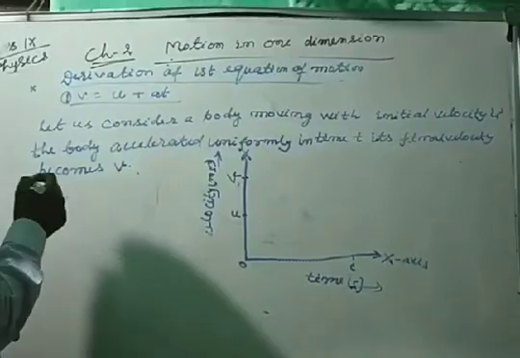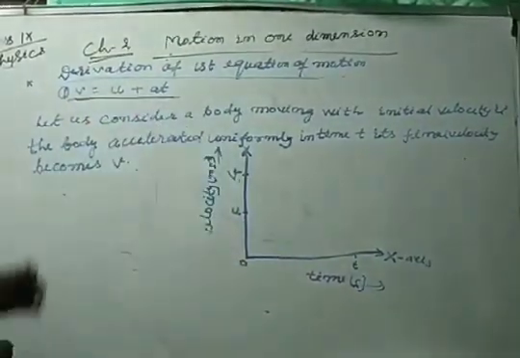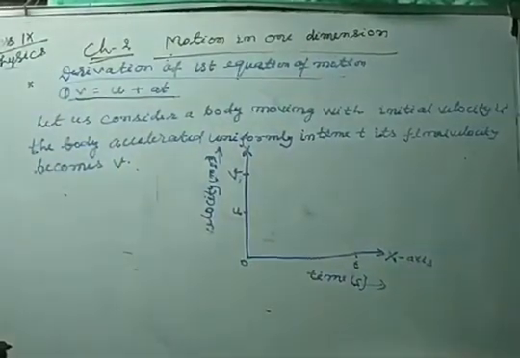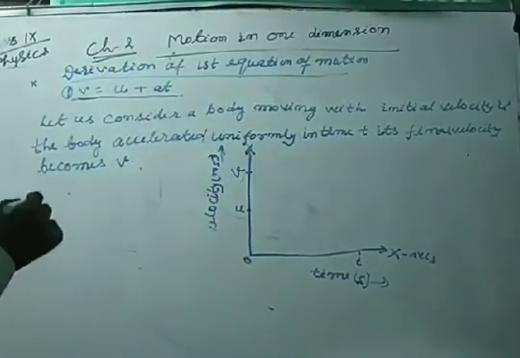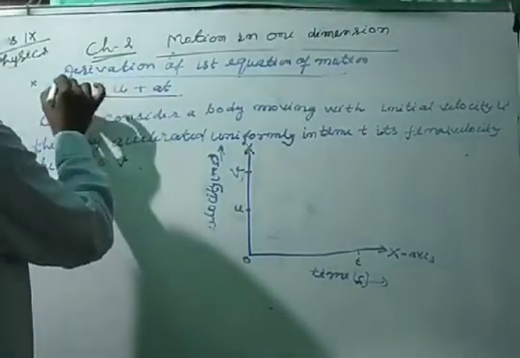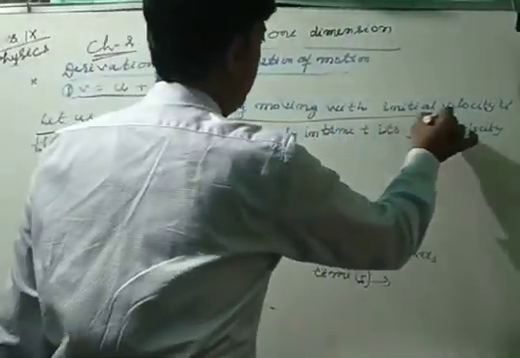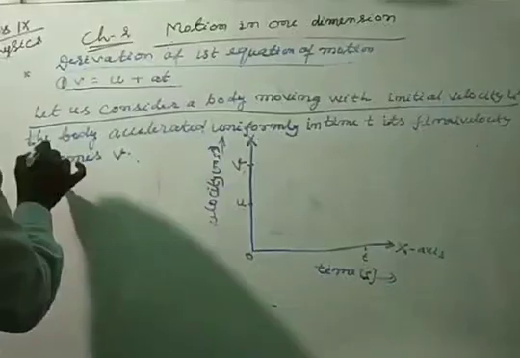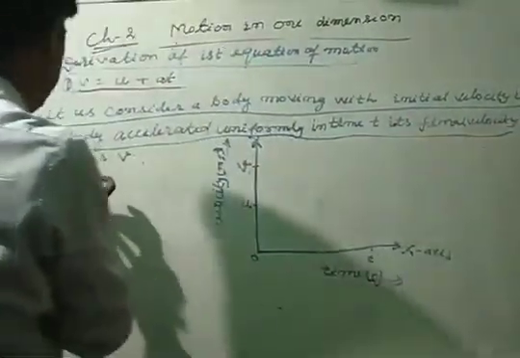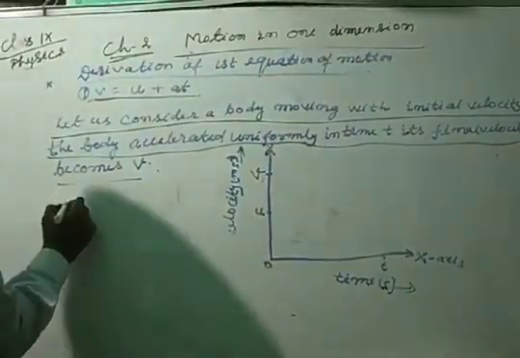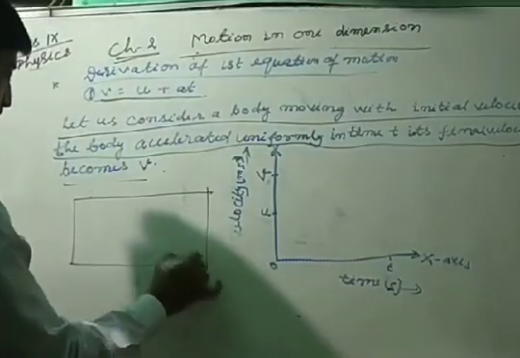Let us start to derive the first equation of motion, v is equal to u plus at. The equation of motion is derived graphically with the help of a velocity time graph. Let us consider a body moving with initial velocity u. The body is accelerated uniformly in time t and its final velocity becomes v.